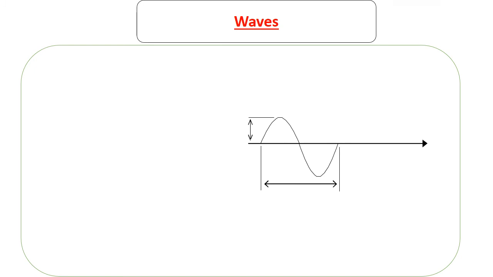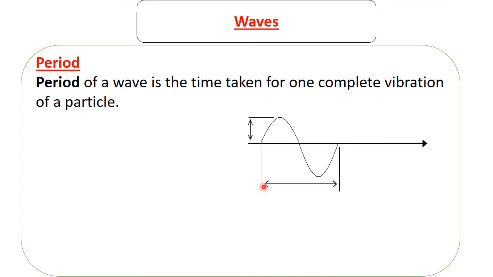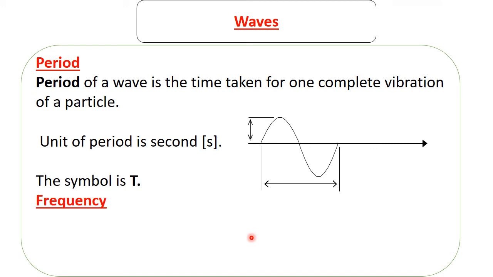For the other properties of the wave, we're going to use this diagram to study them. The first one is called period, which is the time taken for one complete vibration of a particle. Like I said, one complete vibration means from resting, up, back to resting, down, back to resting. That's one complete vibration, and the time it takes for this is the period of this wave. The units of the period, just like when we were studying the pendulum, are seconds, and the symbol is T.